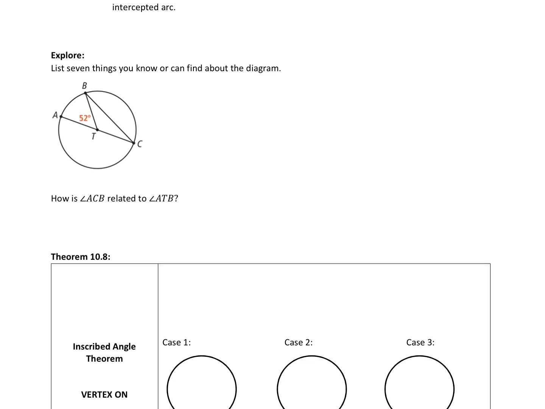First, let's list some things we know or can find about this diagram. It says 7 things, but I think we'll be able to come up with a couple more than that. So first, we know that AC is the diameter. If AC is a diameter, that means we have some radii as well. We've got TA as a radius, TC as a radius, and TB, our radii, plural, are in there.